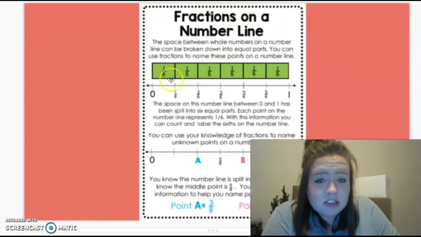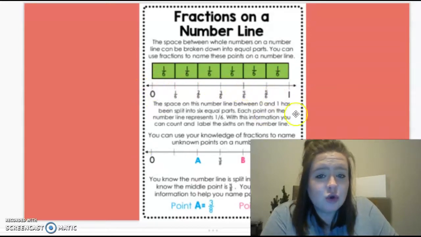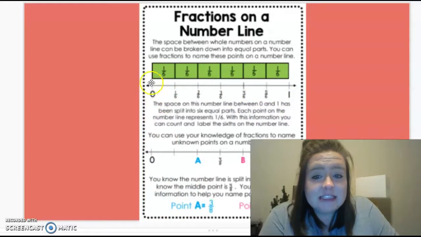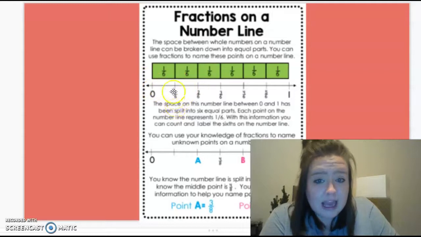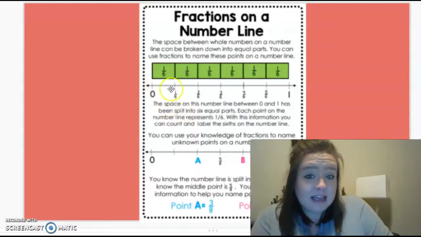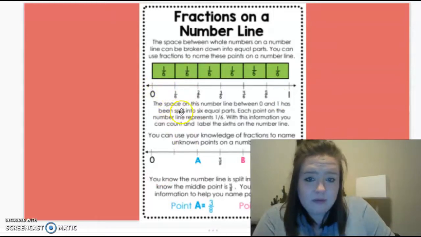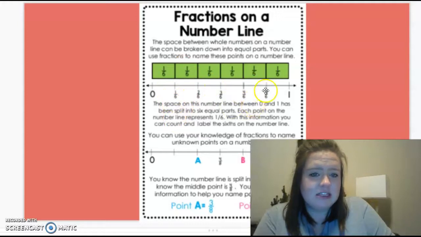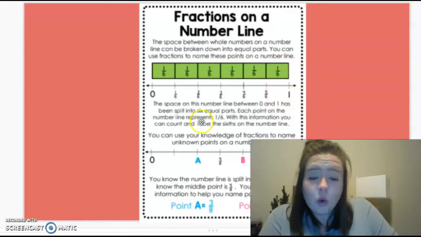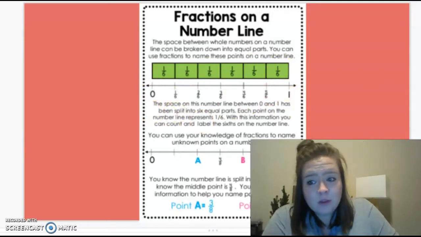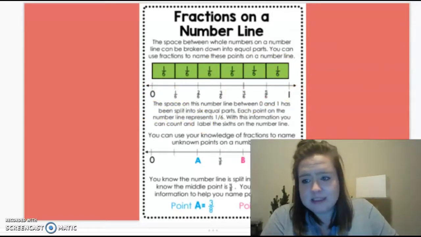Remember, when you're counting fractions on a number line, you're going to be counting the spaces that you have between your 2 whole numbers. And in this case, this is 0 and 1. Sometimes your whole numbers may say 1 and 2. So then this would be 1 and 1/6, 1 and 2/6. But because this is just 0 and 1, this is only 1/6, 2/6, 3/6, 4/6, 5/6. And then right here, this would be 6/6, or 1, because that is 6 parts out of your total 6 parts being represented.